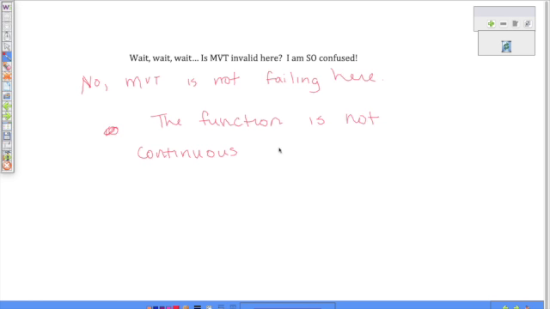The function is not continuous on the given interval. There's a non-removable discontinuity at x equals 0 if you want to be specific. So MVT cannot be applied.